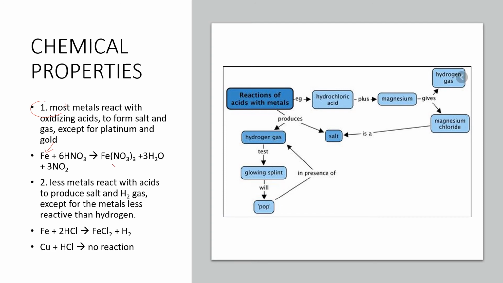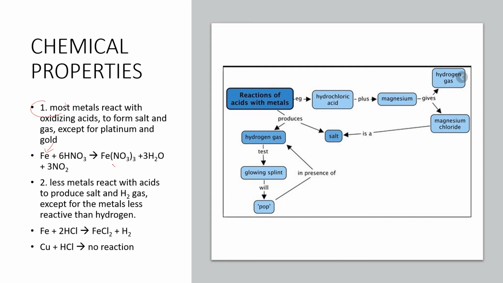Second, metals react with acids to produce salt and hydrogen gas, except for metals less reactive than hydrogen. How do we know? The metals that lie to the left of hydrogen in the reactivity series are more reactive than hydrogen. So iron can react with HCl because iron is on the left hand side of hydrogen in the reactivity series, or iron is above hydrogen in the reactivity series when we arrange from top to bottom.